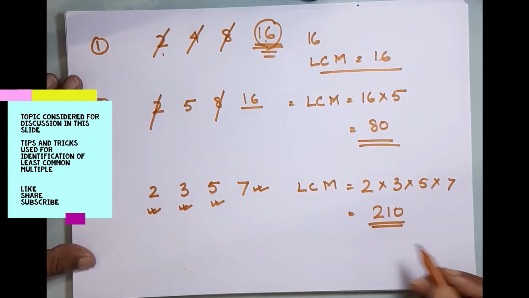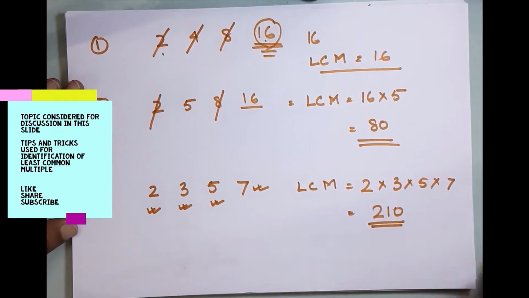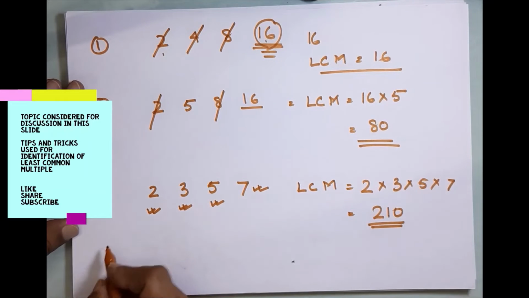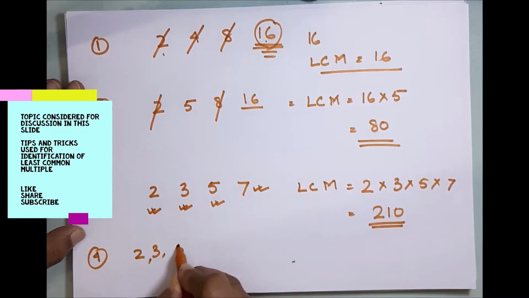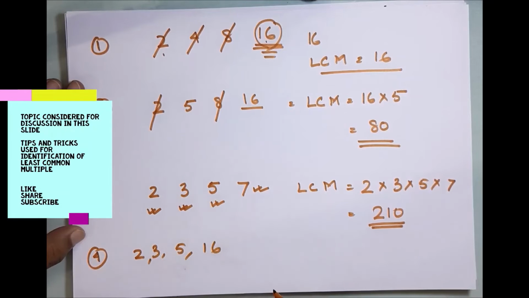Now let us take another example and see how to solve that using some tricks. Let us take the number series 2, 3, 5 and 16. Now find out the big number. The big number is 16. Is there any other number by which 16 is divisible out of the given number series? Yes, so you can always strike it out.